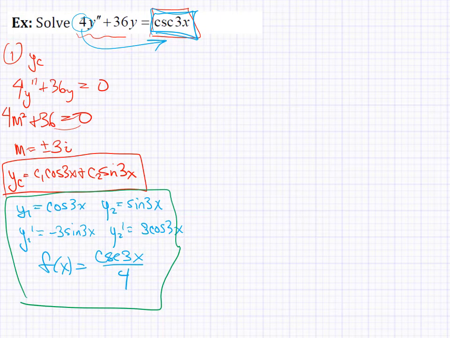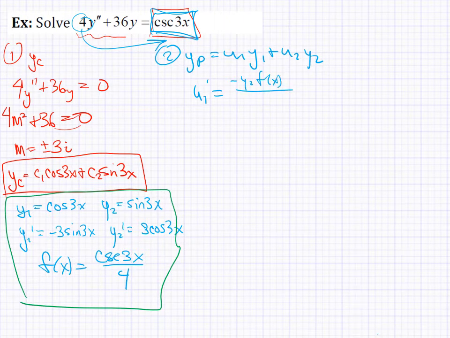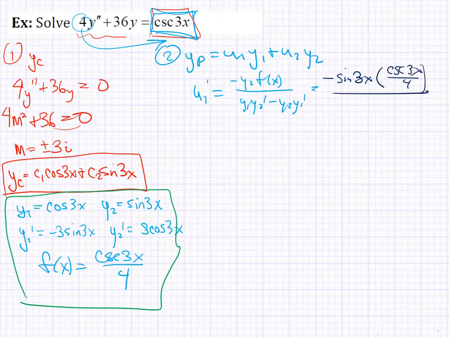So let's go with u1 prime first. So our second step is to find y sub p, which is u1 y1 plus u2 y2. So u1 prime is going to be minus y2 f of x over y1 y2 prime minus y2 y1 prime. In this case, that would give me minus y2, which is sine 3x, times f of x, which is cosecant 3x over 4, all over this times this minus this times this.